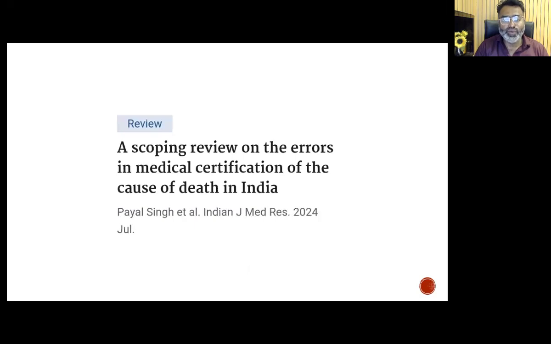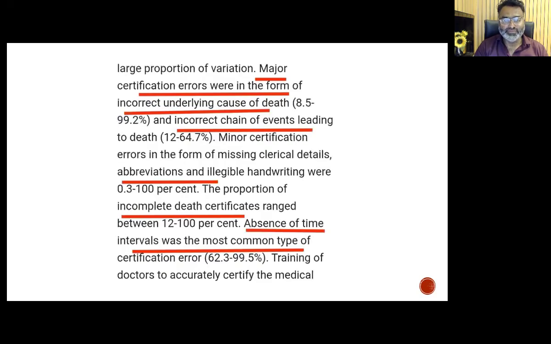And I'll show this. There was a scoping review on the errors in the medical certification of cause of death, published in July 2024. They collected all the data for the last 10, 15 years, did the scoping review, and came up with this conclusion. The major certification error was incorrect underlying cause of death. This was found in 8 to 99% of the cases. Then incorrect chain of events was found in 12 to 64% of the cases. Then using abbreviations, incomplete death certificates, absence of time interval, all these problems were identified. Look at these figures.